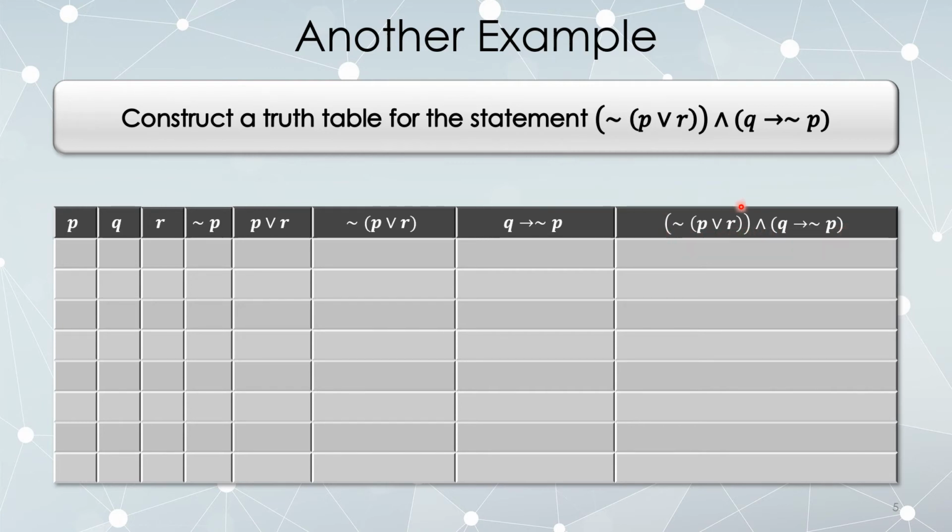I need the left argument and the right argument of this conjunction, so those would have to exist to the left of this one. But if I had both of these columns done, I could conjoin them and be finished. How can I possibly get the negation of P or R? I have to have P or R. Can I construct P or R? Yes, because P and R already exist as columns.